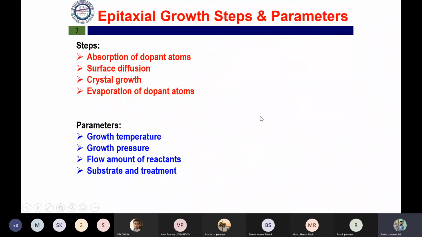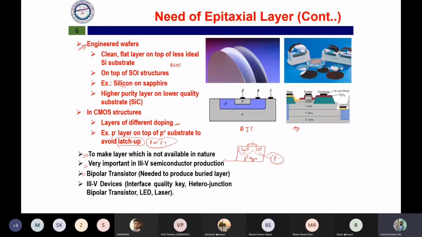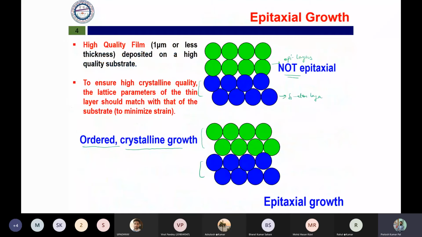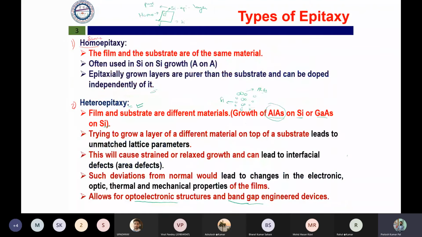Okay, so in the previous class, we have seen what is the advantage and what is the need of epitaxial layer growth, and how epitaxial growth is divided into two different types, and that is homoepitaxy and heteroepitaxy.